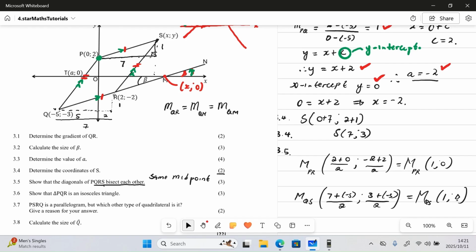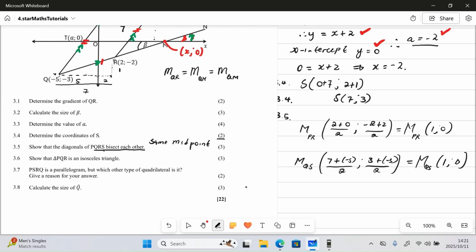Therefore, the diagonals bisect each other. Then we write in English: therefore, the diagonals bisect each other.